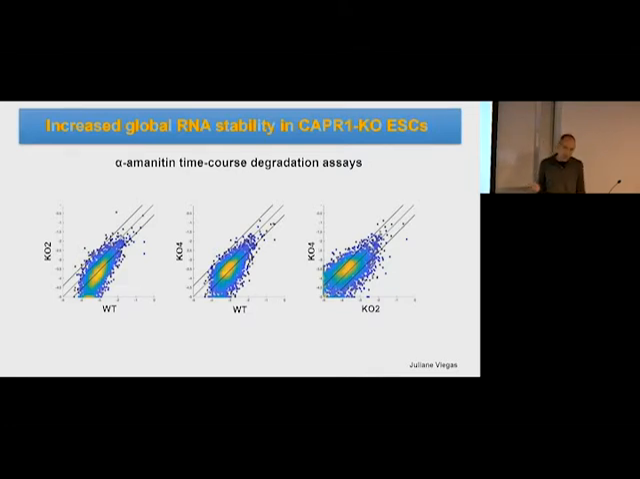And what you can see here is a shift. When you compare knockout to knockout, you see that it's centered around the core, but when you compare wild type and knockout 2 or knockout 4, you get this shift to the right, which means that you have more stability in the RNA in the knockout, or more degradation in the presence of caprin-1.